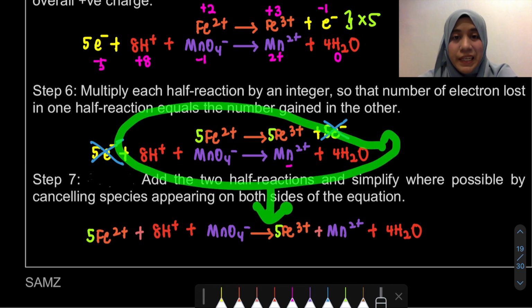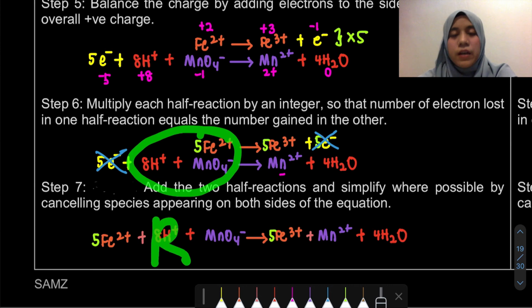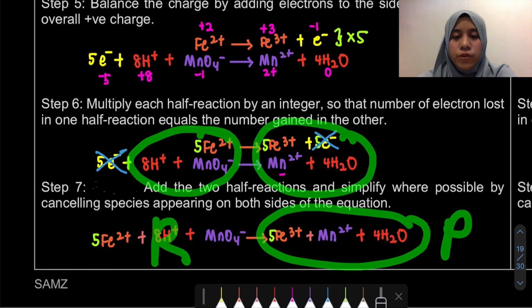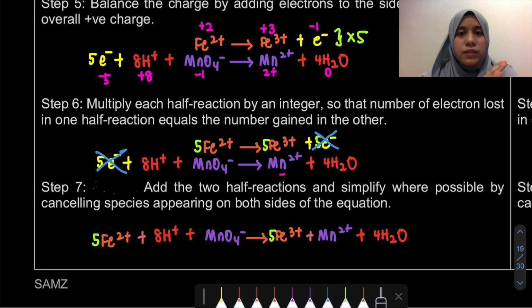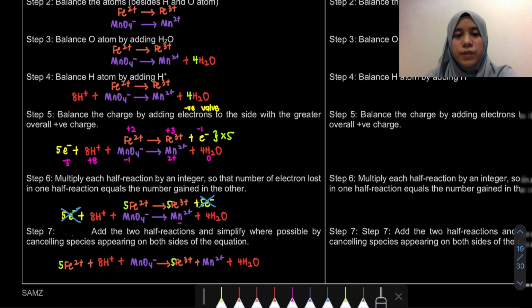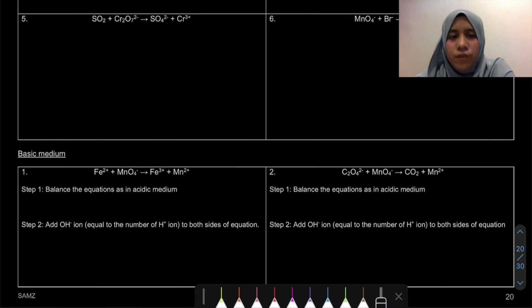Kita kena combinekan dia. Sebab first equation tu hanya ada satu saja kan. Tu pun kita kena combinekan the reactant on the reactant side and product on the product side. Dia punya arrangement tak kisah. But make sure reactant kena pada reactant side, product mestilah kena pada product side. So that's for example 1. Example 2, I believe you could try yourself. Mungkin bagilah solution hint dekat Google Form.